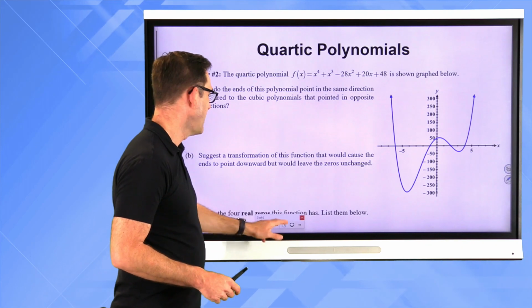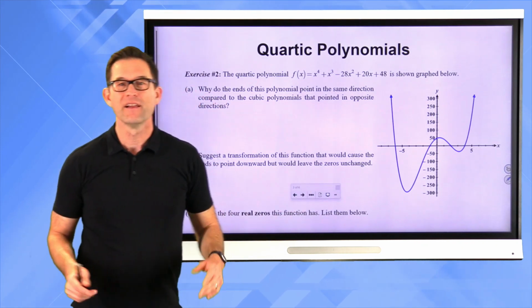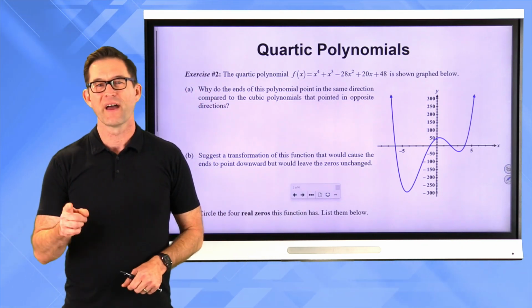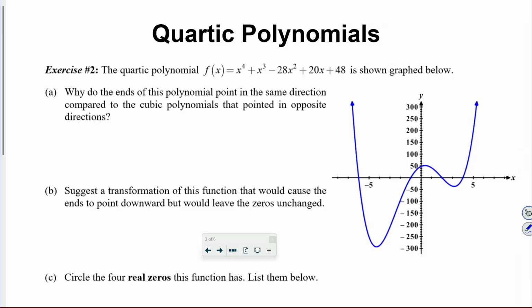All right, and if you think cubics are fun, let's take a look at quartic polynomials. Exercise number 2. The quartic polynomial f of x equals x to the fourth plus x cubed minus 28x squared plus 20x plus 48 is shown graphed below. My goodness. Letter A. Why do the ends of this polynomial point in the same direction compared to the cubic polynomials that pointed in opposite directions?